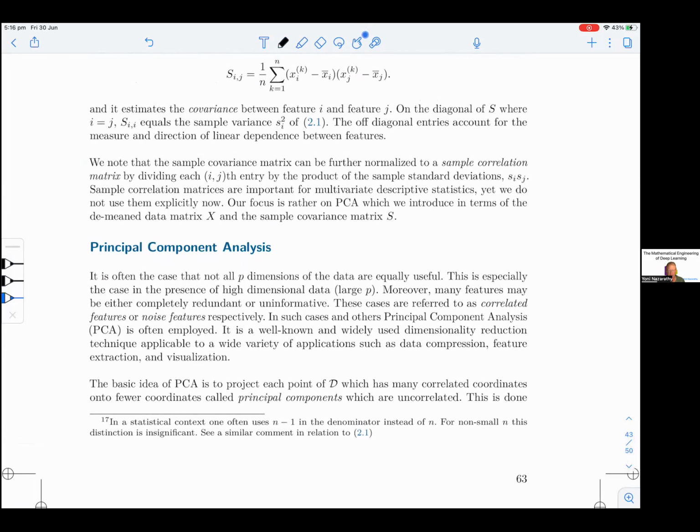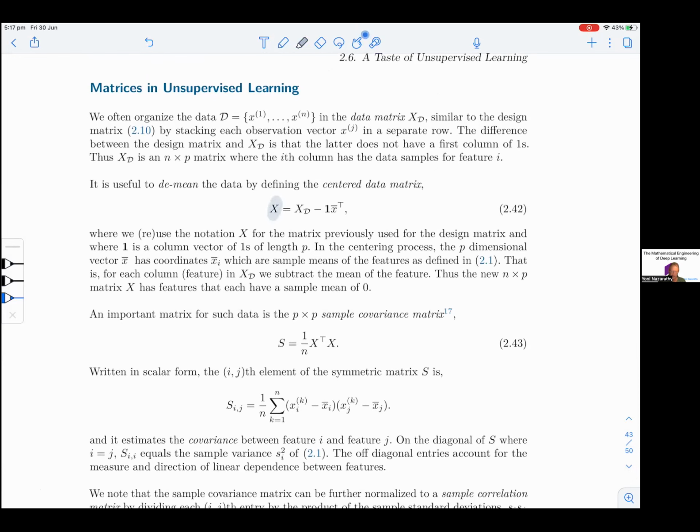We note that the sample covariance matrix can be further normalized to a sample correlation matrix by dividing each ij entry by the product of the sample standard deviations, s_i and s_j. Sample correlation matrices are important for multivariate descriptive statistics, yet we do not use them explicitly now. Our focus is rather on PCA, which we introduce in terms of the demeaned data matrix X and the sample covariance matrix S. So in this small section, what we had was X and S: demeaned data and the sample covariance matrix.